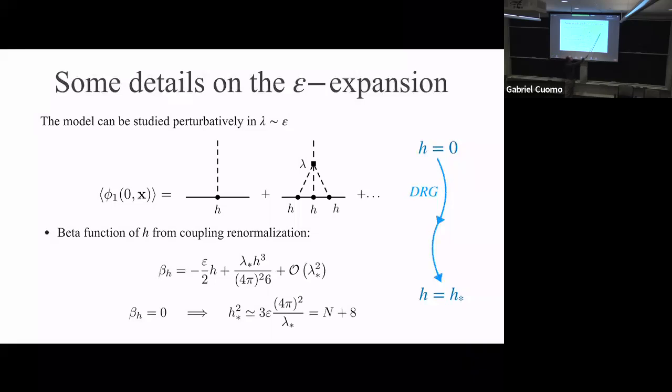And you can think of this picture as an energy flow from the situation where you didn't have any magnetic field to the one where the magnetic field becomes some critical value. So the flow stops. This is a very concrete realization of the defect of the three-dimensional Ising model.